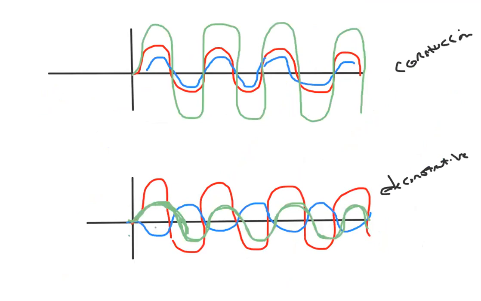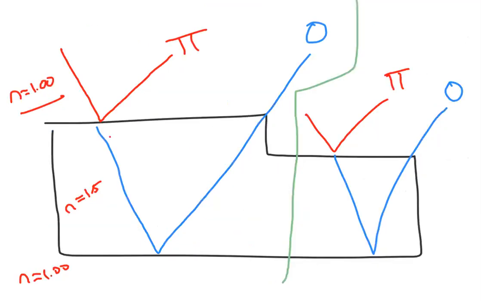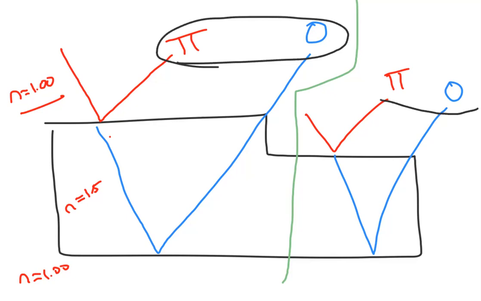Constructive is when they're in phase with each other. Are these in phase? One has a pi shift, one has zero pi shift. Are they in phase? No. So what does that mean? Constructive or destructive interference? Good. And what about the other side? Is this constructive or destructive interference? Good. They're both destructive. Exactly.